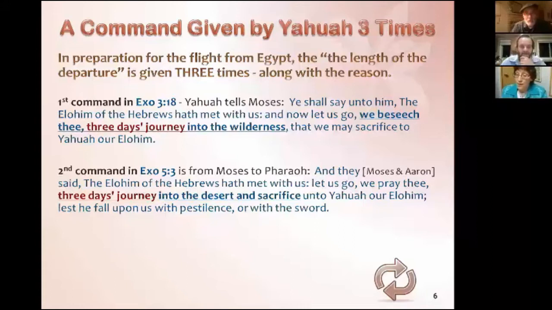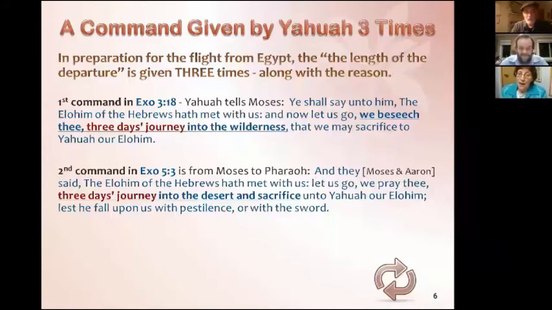The second command is given in Exodus chapter 5, verse 3. And this is Moses now speaking to Pharaoh. And they said, Moses and Aaron together, remember Aaron was the voice for Moses, the Elohim of the Hebrews has met with us. Let us go, we pray thee, 3 days' journey into the desert and sacrifice unto Yahuwah our Elohim. And now here's their reason why. Lest he fall upon us with pestilence or with the sword. Moses and Aaron knew that if they didn't obey Yahuwah, there was going to be a consequence to pay, and they didn't want to meet up with a consequence. So they were choosing to be obedient.